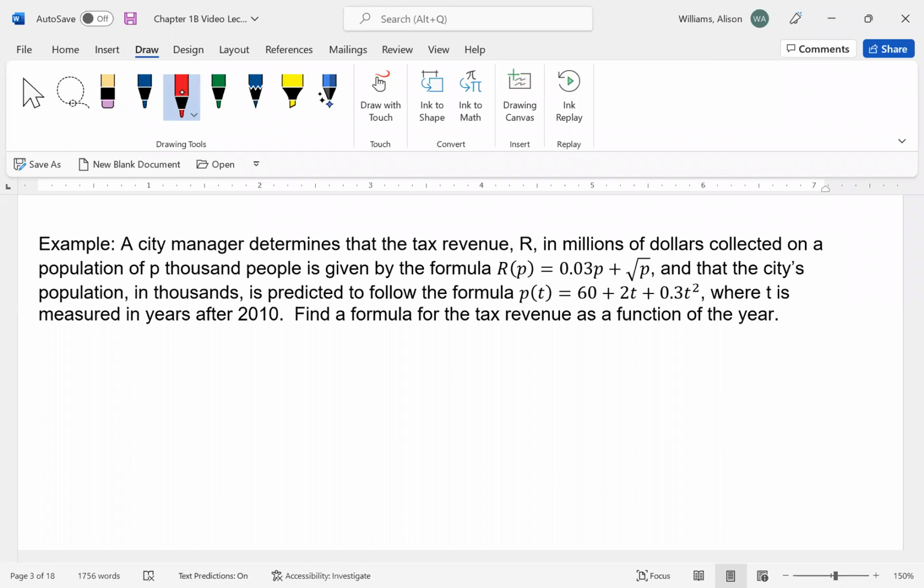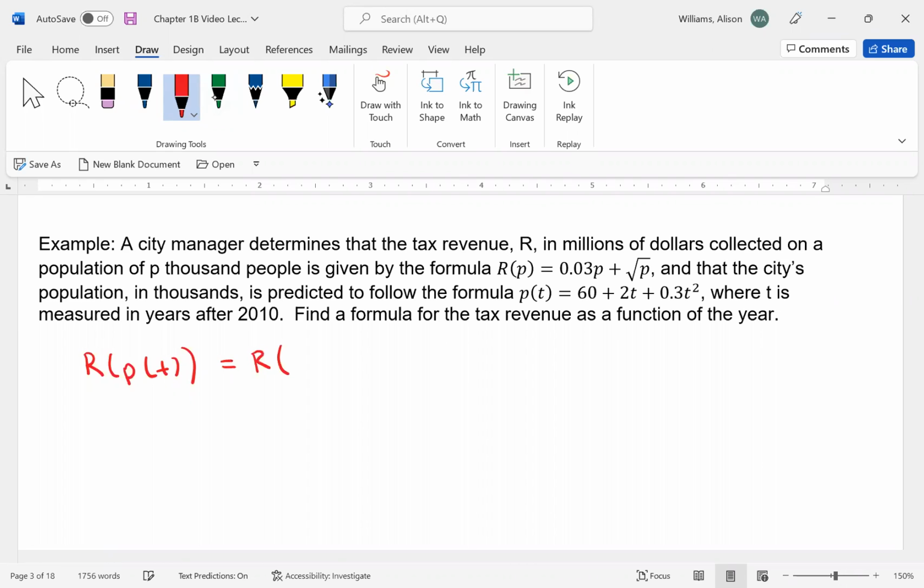So in other words, rather than figure out what the revenue is going to be based on population, predict what the population is going to be and base that revenue formula on the year. All right. So basically they're asking me to take R of P and plug in P of T. So they're asking me to really take P and make that a P of T. So plugging in the function that finds the population based on time. All right. So let's do this.